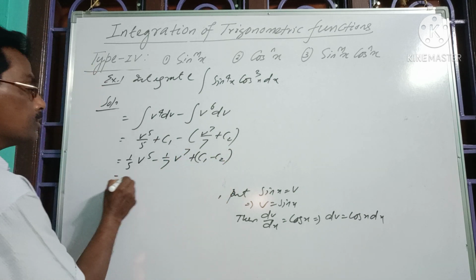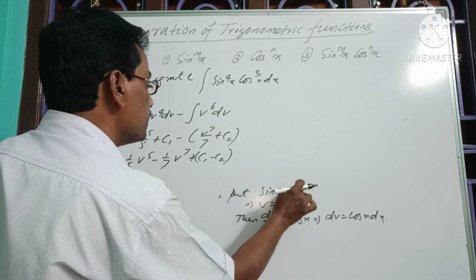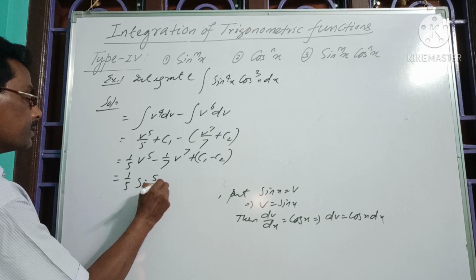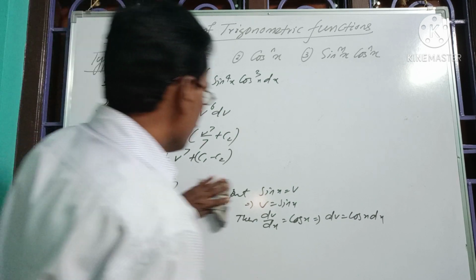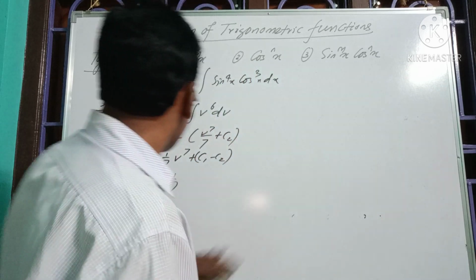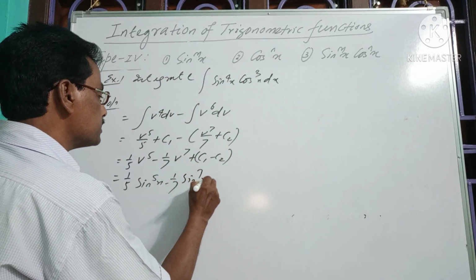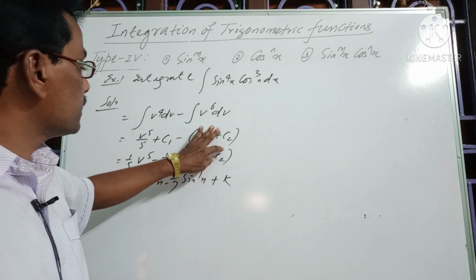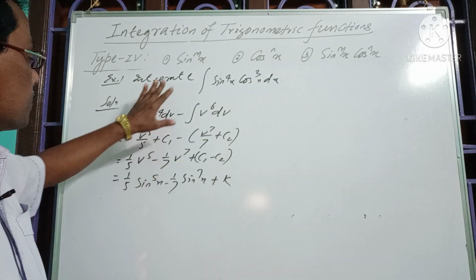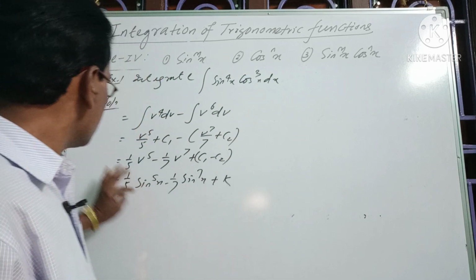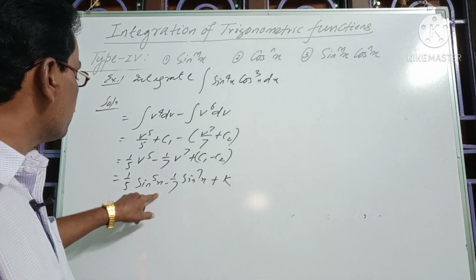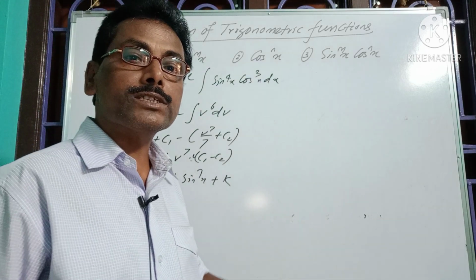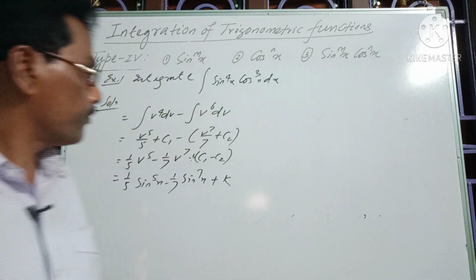Substituting sin x in place of v, we have 1 by 5 into sin to the power 5x minus 1 by 7 into sin to the power 7x plus k in place of c1 minus c2, where c1 and c2 are constants of integration. So after substitution and differentiation we got 1 by 5 into sin to the power 5x minus 1 by 7 into sin to the power 7x plus k, where k is the constant of integration. Hence the integration is over now.